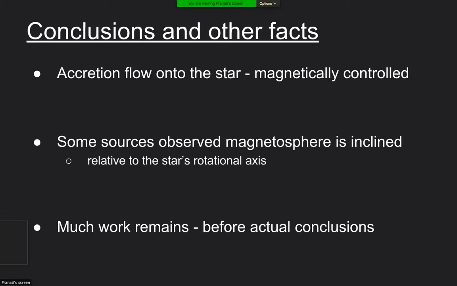Conclusions: the accretion flow, or push of material onto the star, is caused by the magnetic fields. It's magnetically controlled. Accretion diagnostics observed that the stellar magnetosphere is inclined relative to the star's rotational axis, which basically means the magnetic fields are also tilted like the star's rotational axis.